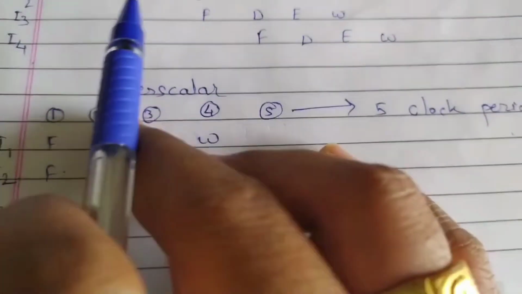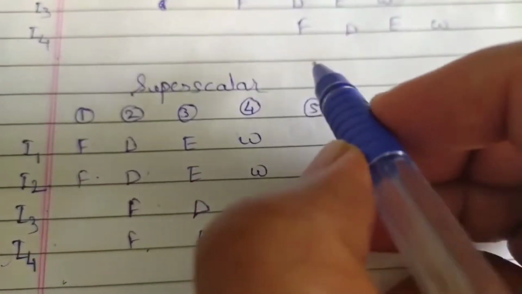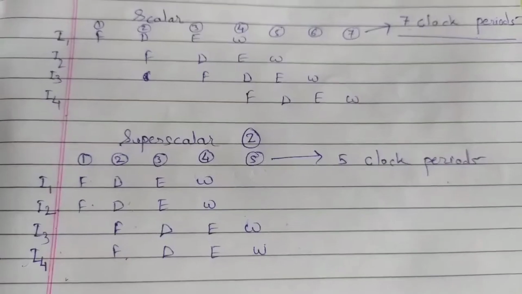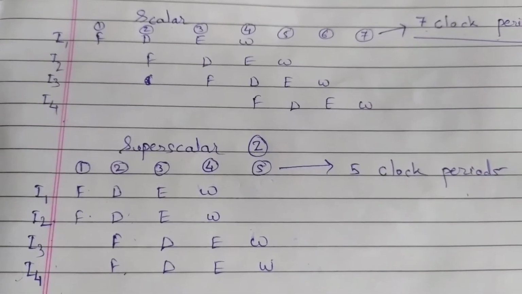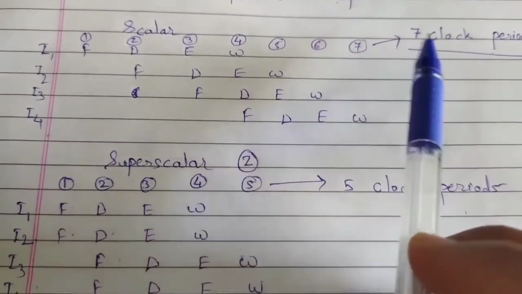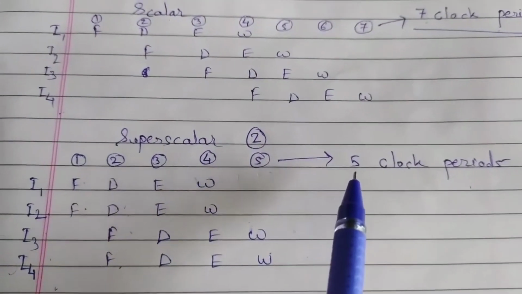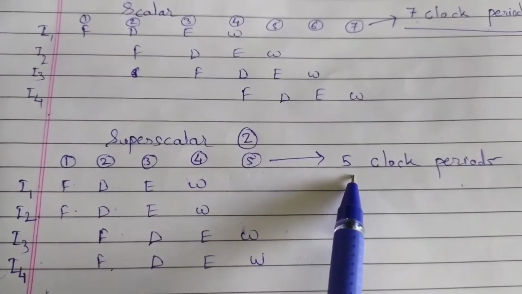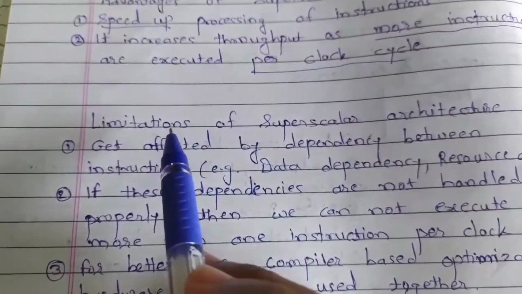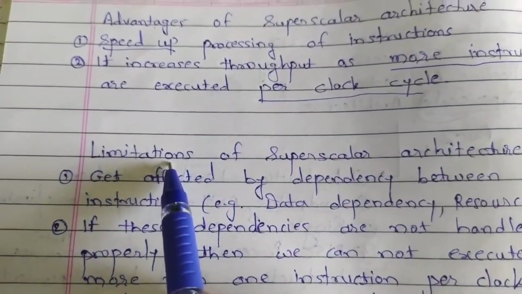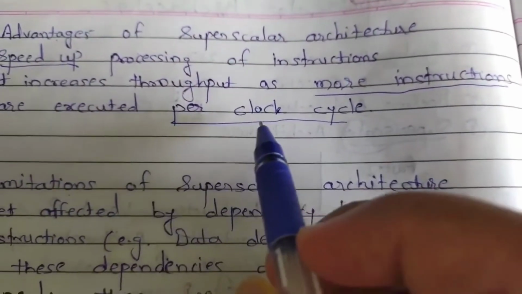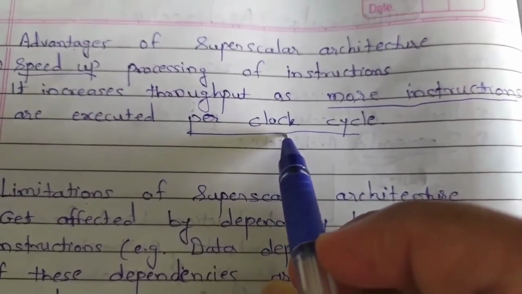But understand that here we have used 2 pipelines. Similarly, you can use multiple pipelines. So the advantage of having a superscalar processor is that it speeds up the process. For 4 instructions, 7 clock periods, while for the same 4 instructions, we require just 5 clock periods. Now we will discuss the advantages and limitations of superscalar processors. As you have seen in the last example, more instructions are executed per clock cycle in superscalar architecture, which speeds up the processing.